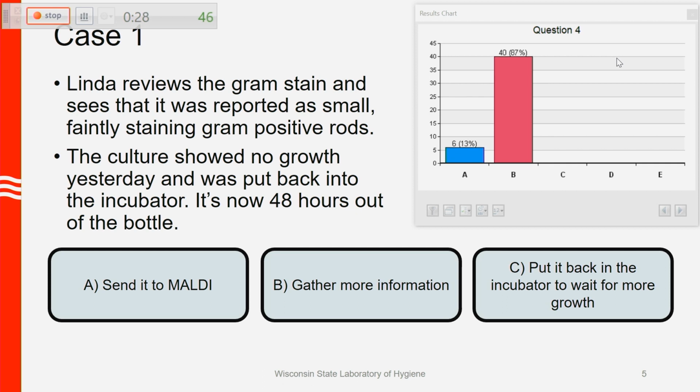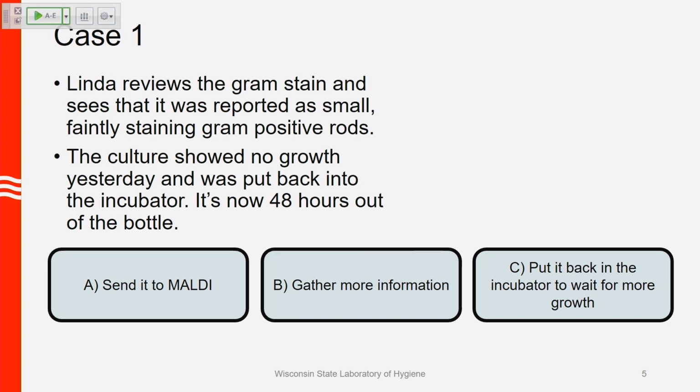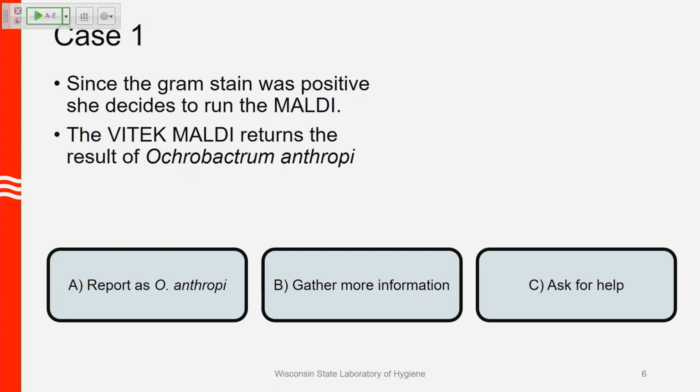So still a little bit of a mix of answers, but the majority of people here decided that we were going to gather more information, and that is what she decided to do as well. Oh, sorry. In this case, she decided to send it to MALDI. Since the gram stain was positive, she decided to run the MALDI. The Vitek MALDI returns the result of Ochrobactrum anthropi.